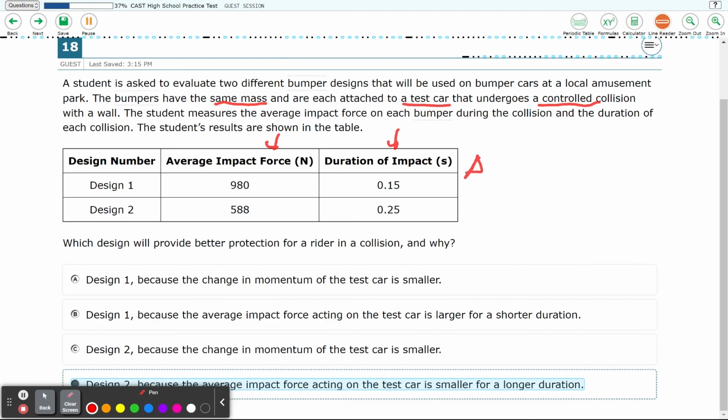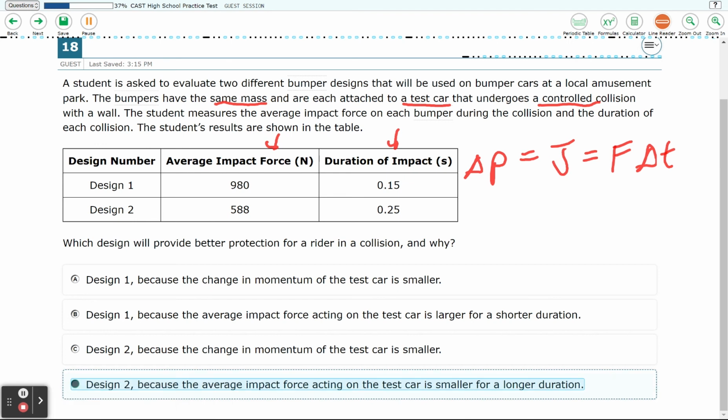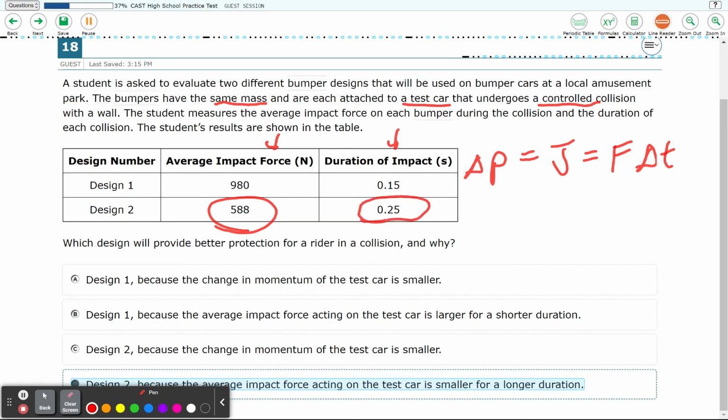That means that our change in momentum must be the same between the two cars, which means they both must have had the same impulse. So it shouldn't surprise us that when we have a large force, we have a small time, and when we have a small time, we have a large force. So that is the last answer here, Design 2, because the average impact force acting on the test car is smaller. Once again, we see that here. Average test car force is smaller because it's happening for a longer duration.